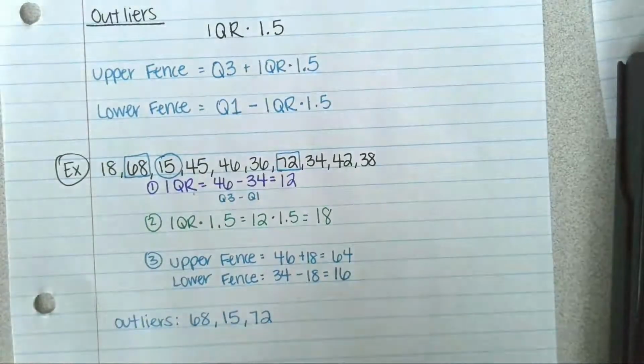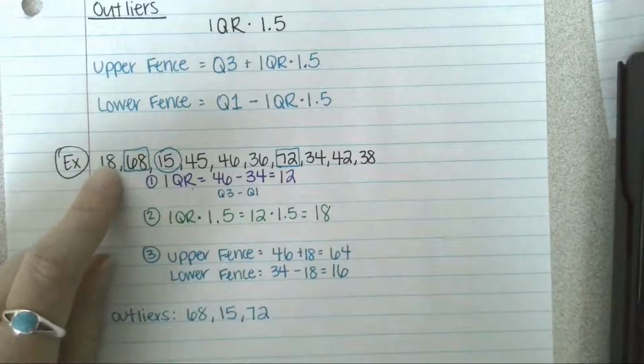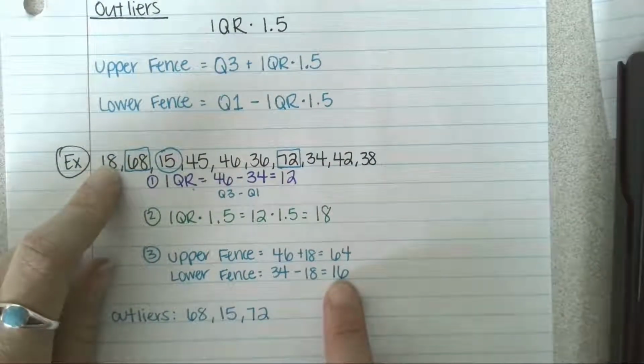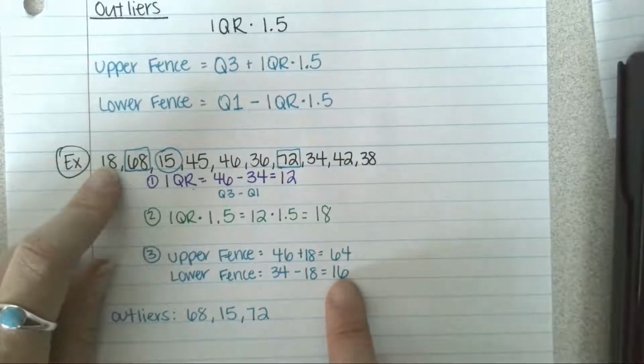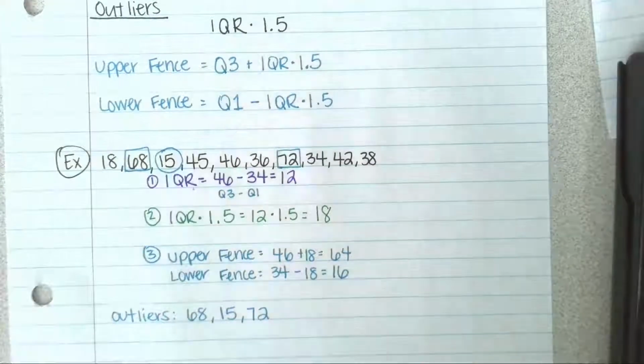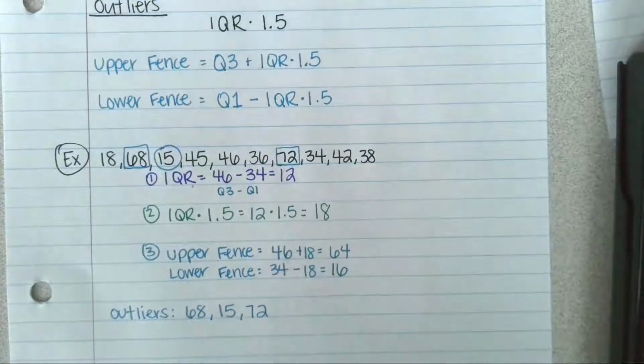18 seems like it should be an outlier because it's so low, but it still falls within my fence. It's inside of my boundary, so that's not an outlier. Just those three values. That's how you find outliers.